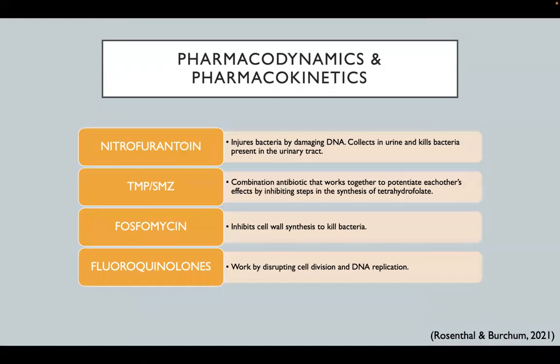So for the different pharmacodynamics and pharmacokinetics of each antibiotic, nitrofurantoin injures bacteria by damaging the DNA. It collects in urine and kills bacteria present in the urinary tract. Bactrim is a combination antibiotic that works together to potentiate each other's effects by inhibiting steps in the synthesis of tetrahydrofolate. Fosfomycin inhibits cell wall synthesis to kill bacteria. And fluoroquinolones work by disrupting cell division and DNA replication.